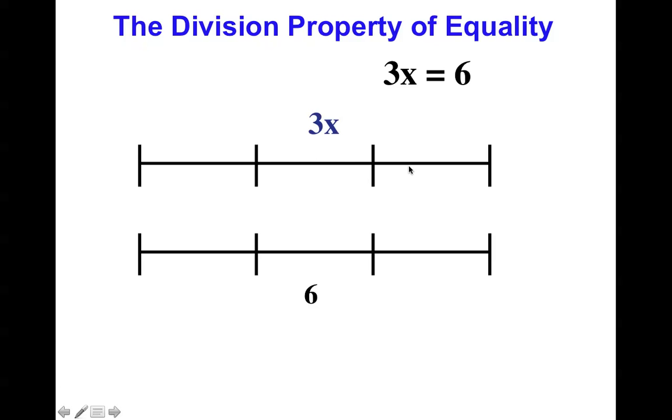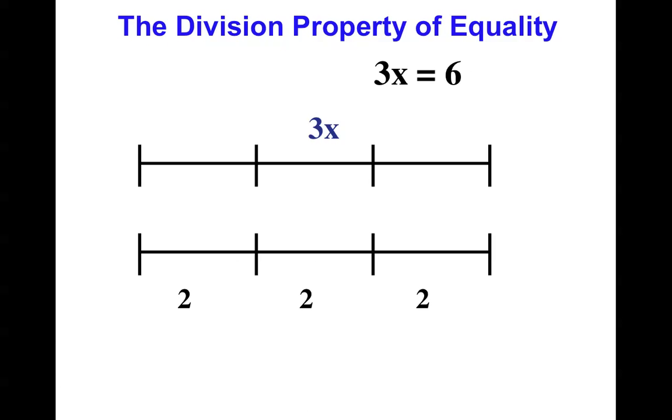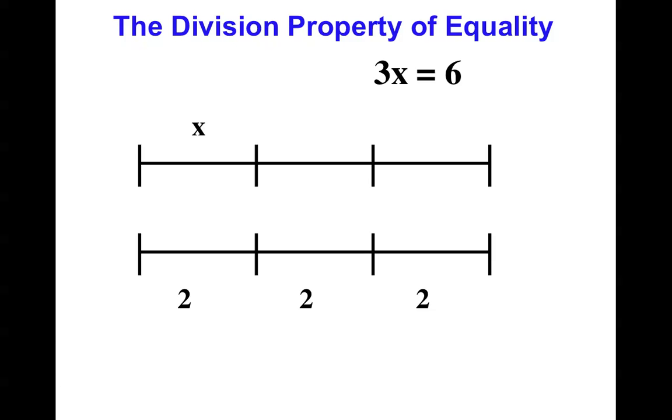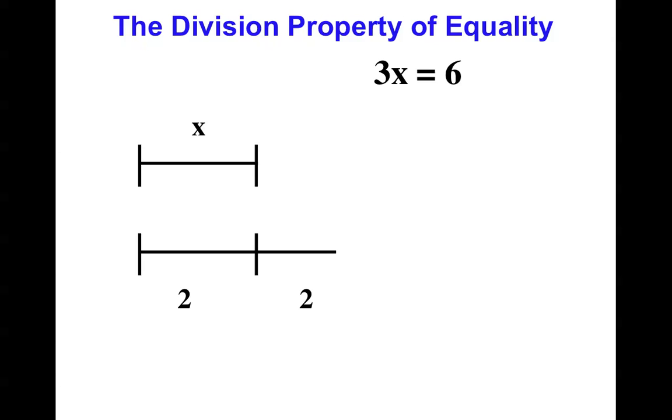Since this one was divided into 3 pieces, I divide this one into 3 pieces. And each of those pieces would equal 2, because 2 plus 2 plus 2 equals 6. And each of these was an x. So when I simplify it down to just 1x, and simplify it down to just 2, I find out that the answer is x equals 2.